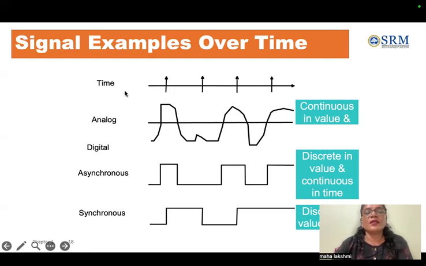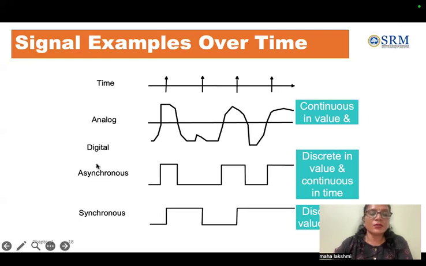Horizontally, we will be measuring the time periods. So an analog signal will be represented like this. That is, it will be continuous in voltage as well as continuous in time. So if they are varying with respect to the x-axis as well as the y-axis, that is, with respect to time as well as voltage, then that particular signal will be called an analog signal.